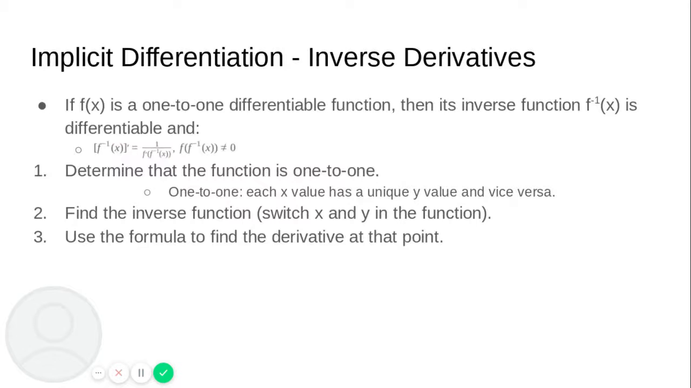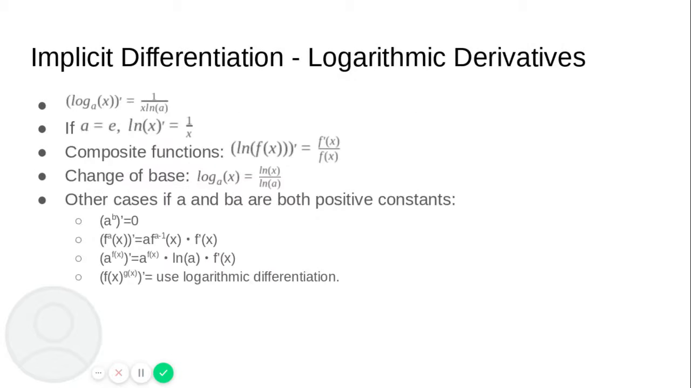So first we want to determine that the function is one-to-one. A one-to-one function is just one where each x value has a unique y value and vice versa. Then we want to find the inverse function, so switch x and y, and we want to use the formula to find the derivatives at that point.